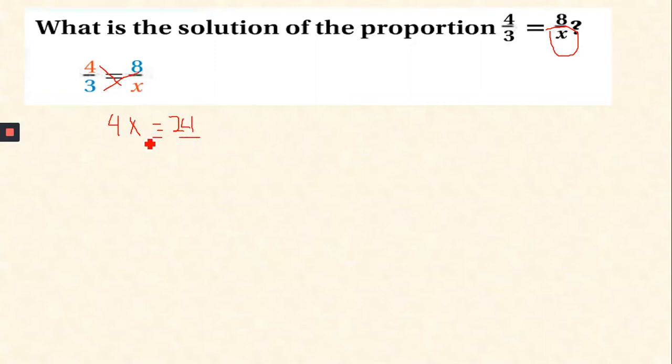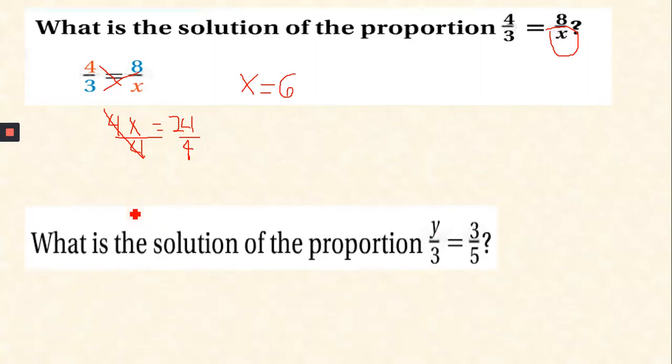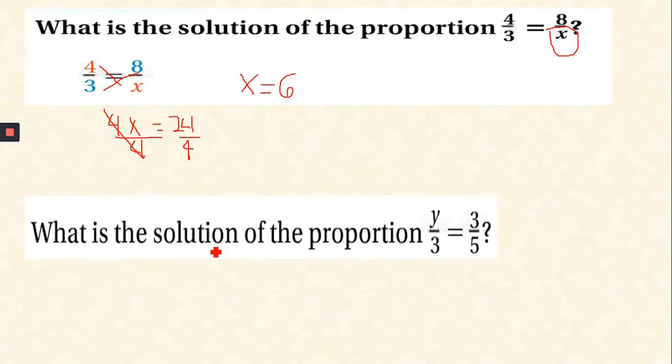Then, divide both sides of the equation by 4. So 4 divided by 4 is 1. You now have x equals, what is 24 divided by 4? That is equal to 6. Can you follow?